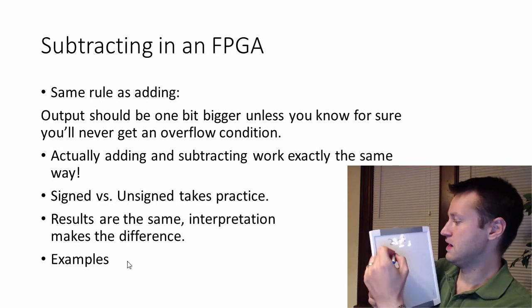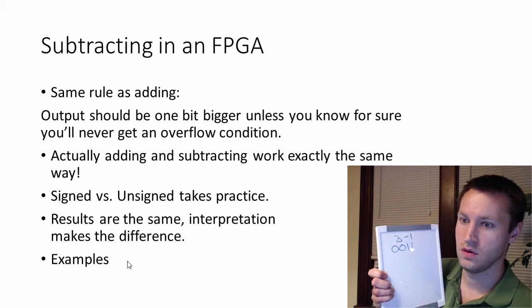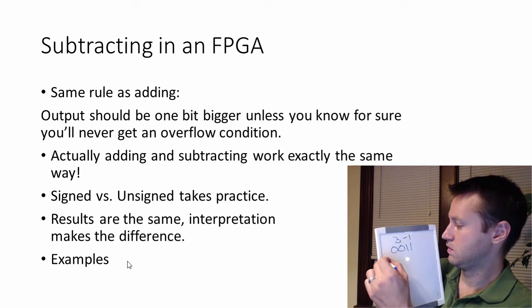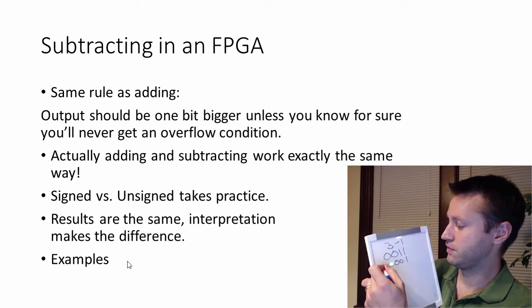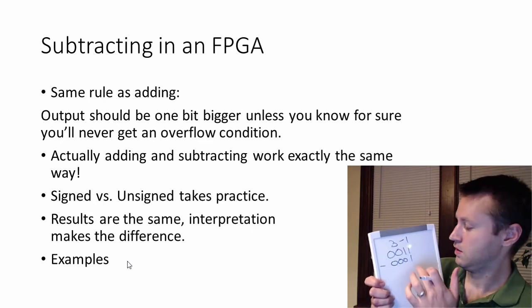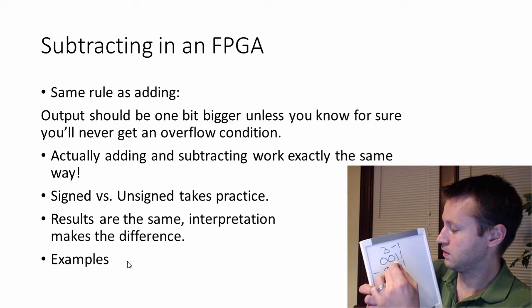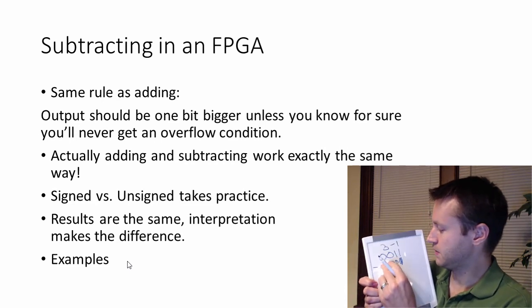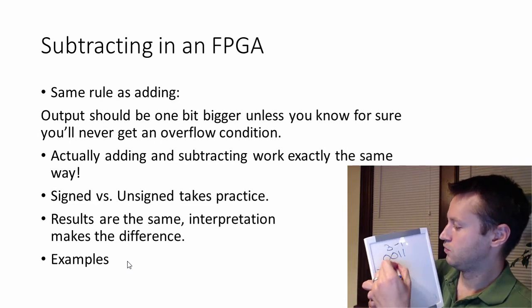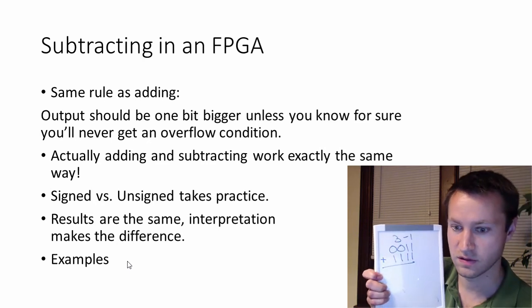3 is 0, 0, 1, 1. 1 is 0, 0, 0, 1. But we need to represent it in 2's complement form in order to turn this into a plus. So again, to go from a regular number to 2's complement, we invert the bits and add 1. So this becomes 1, 1, 1, 0, add 1, it becomes 1. So now this becomes a plus. Okay? That's 3 minus 1. It looks weird, but that's what it is.